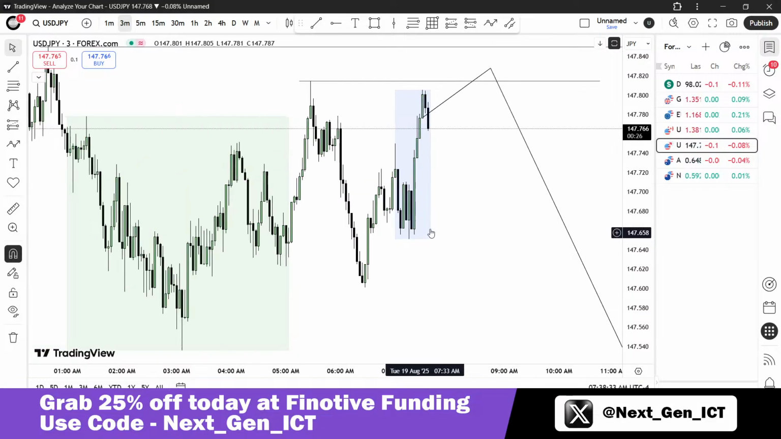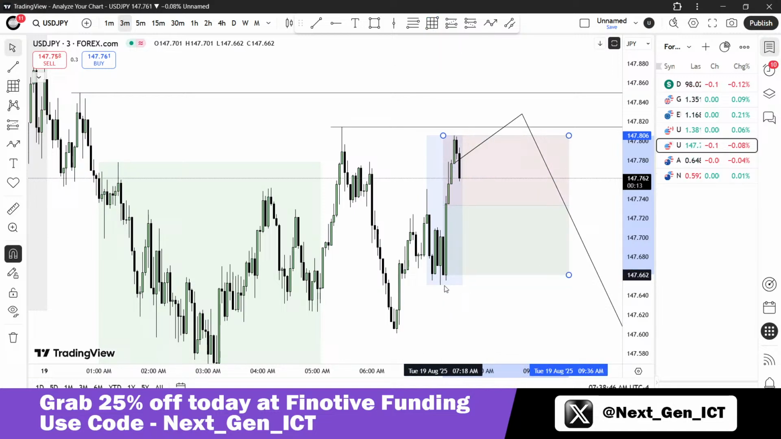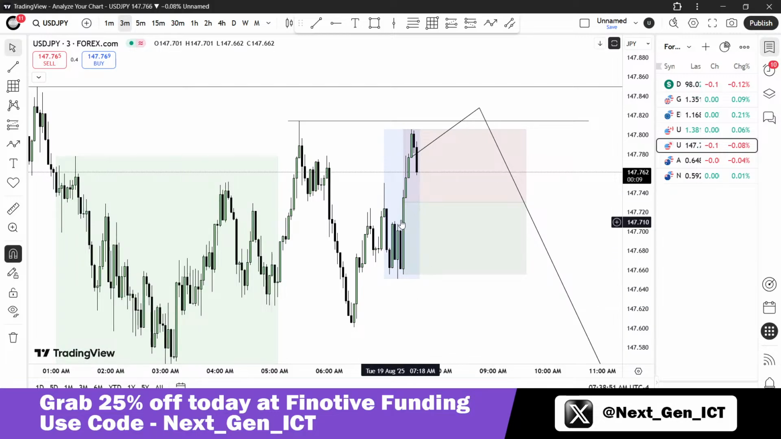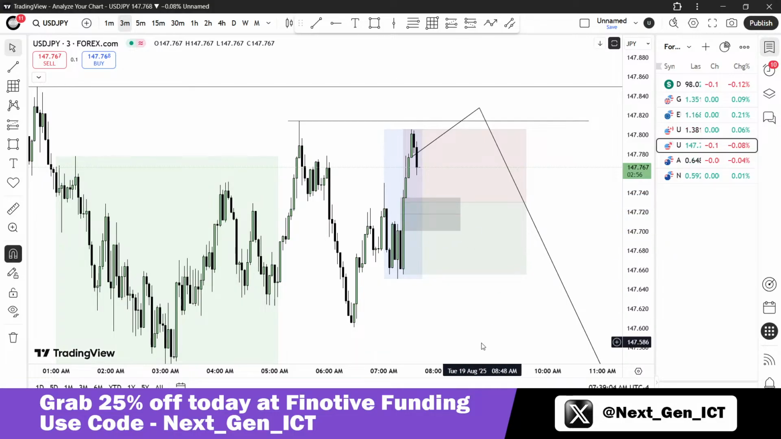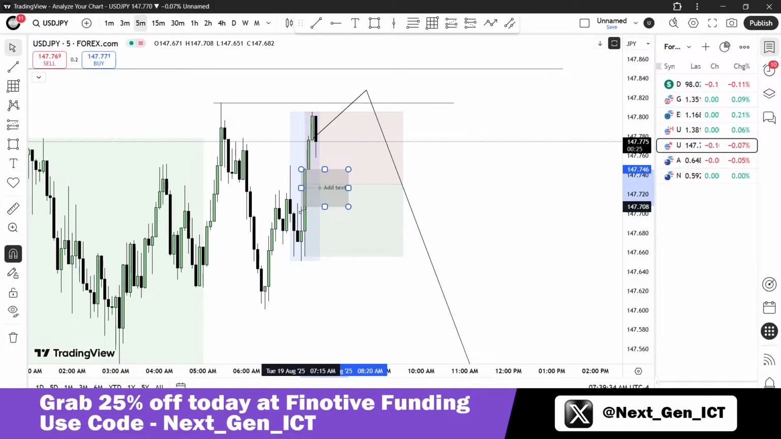We are seeing a little bit of pullback on USD JPY right now. Okay, let's see how it reacts off of this fair value gap. This right here, if it comes back down right here, I want to see how it reacts from there.